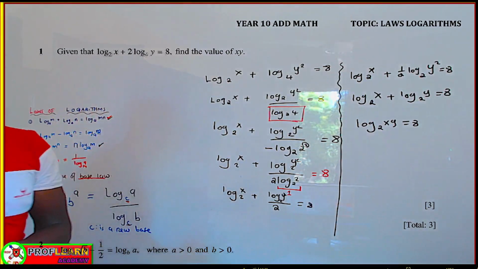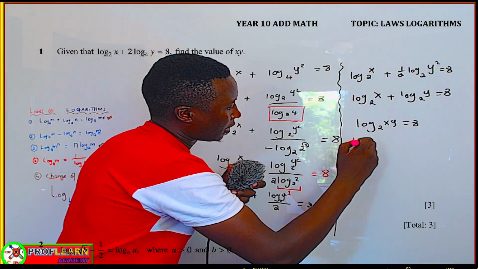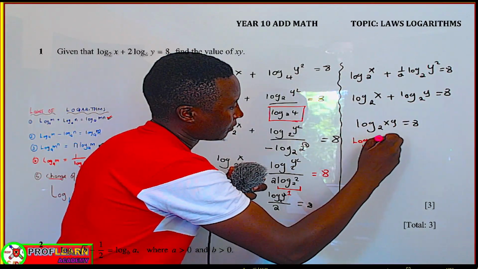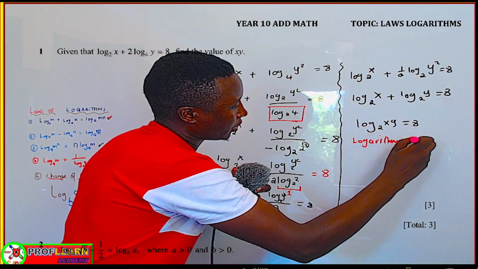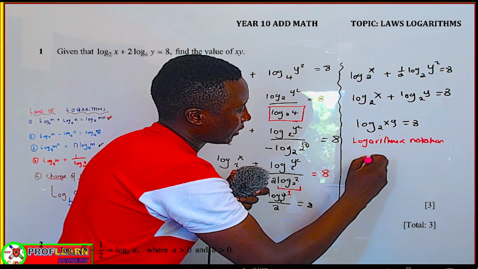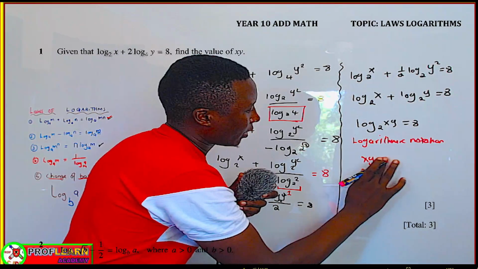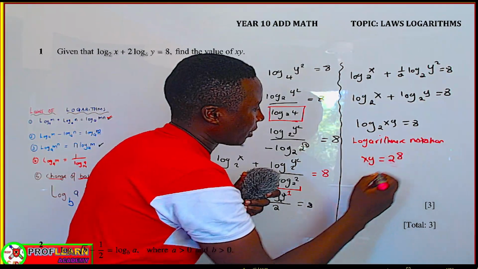Now we are able to express this in logarithmic notation. This is going to be xy is equal to 2 raised to power 8.